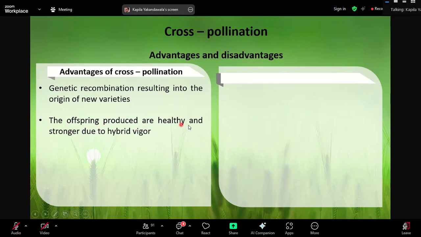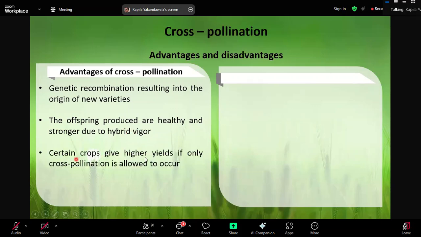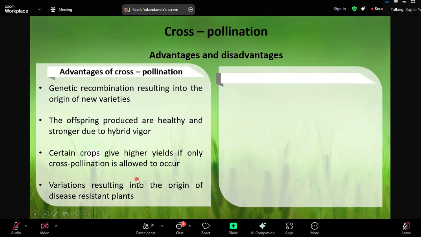Then offspring produced are healthy and strong due to hybrid vigor. When you mix plants together, certain good characters come into operation. So that is hybrid vigor. Certain crops give high yields only if cross-pollination is allowed to occur. So yield can be increased if cross-pollination is there.